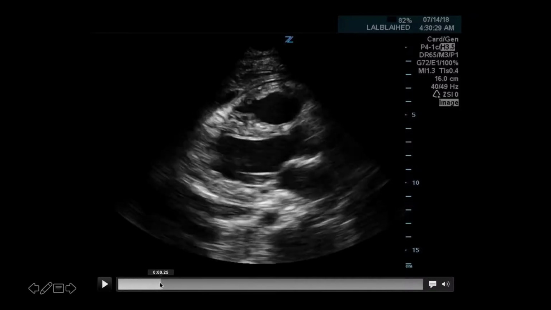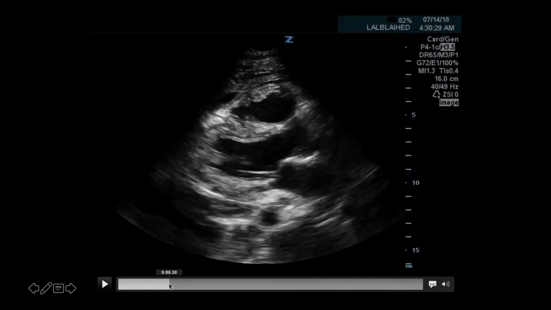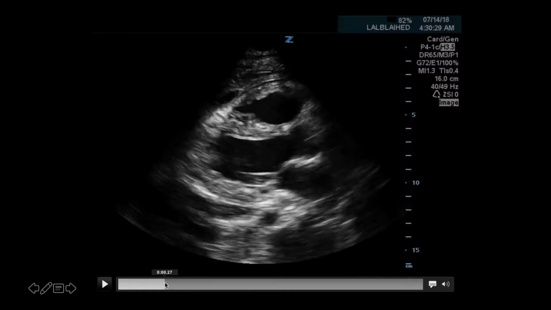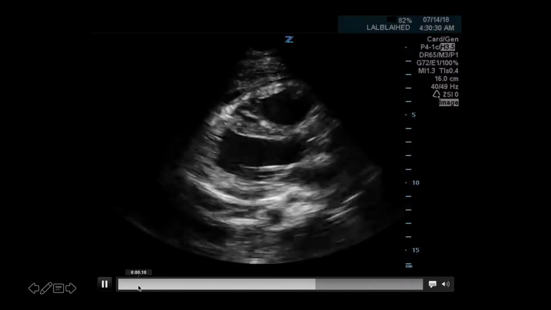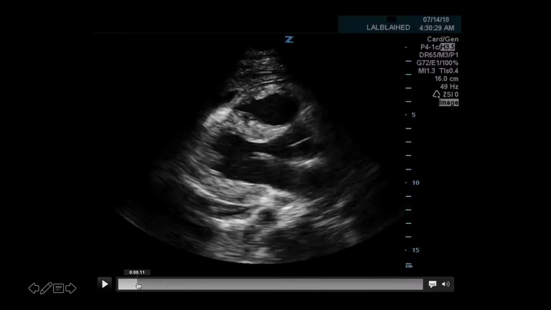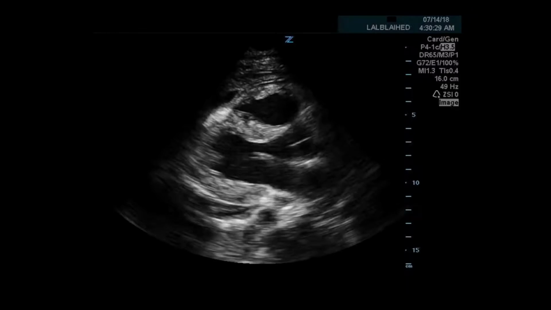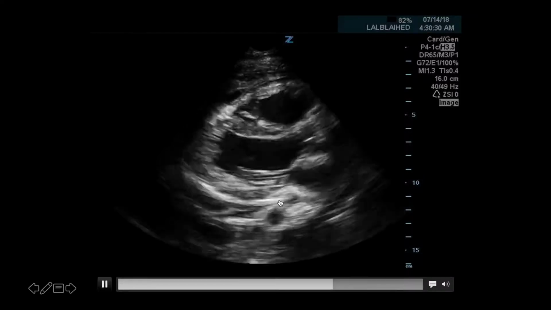Just because I can't see the tricuspid valve, I'm going to use the mitral valve as a surrogate. So the mitral valve, which is here. When the mitral valve is open, I don't see any collapse in the right ventricle. So that tells me that there's probably no signs of tamponade here.